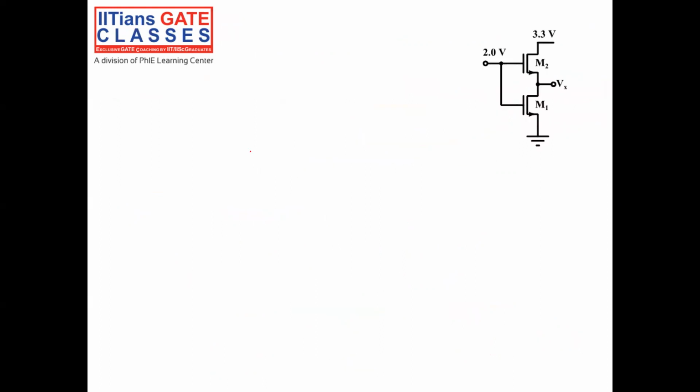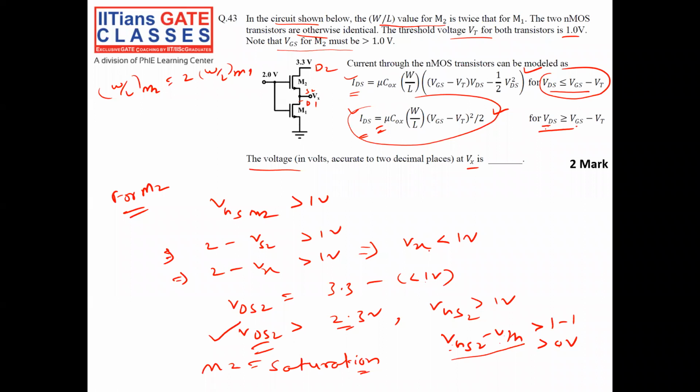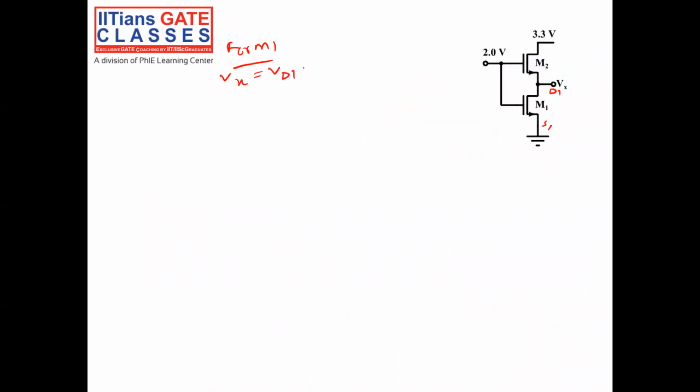Okay. Then for M1, it is given that Vx is nothing but VD1, this is drain 1, this is source 1. VD1 should be less than or equal to 1 volt, given. So VD1 is less than 1 volt. The source is grounded, so VDS1 is less than 1 volt. Right? This is one condition. Then VGS1 is 2 volt minus 0, which is 2 volt. This implies VGS1 minus VTH is 2 minus 1, equal to 1 volt.